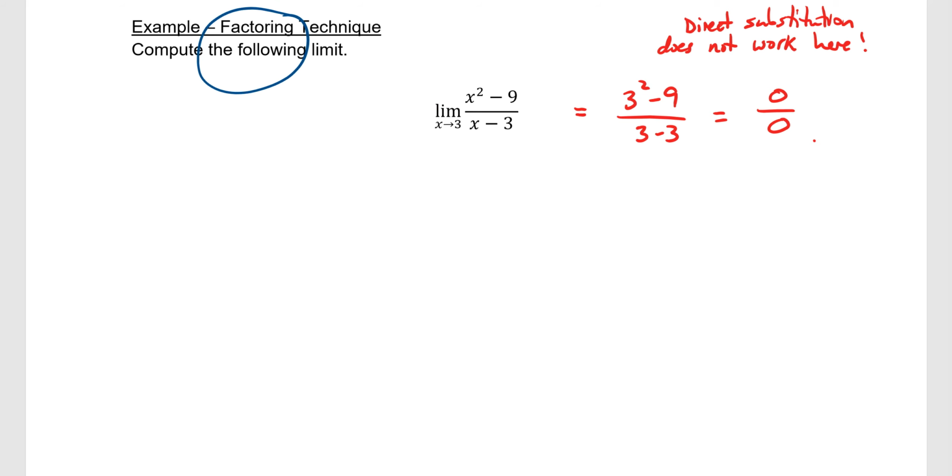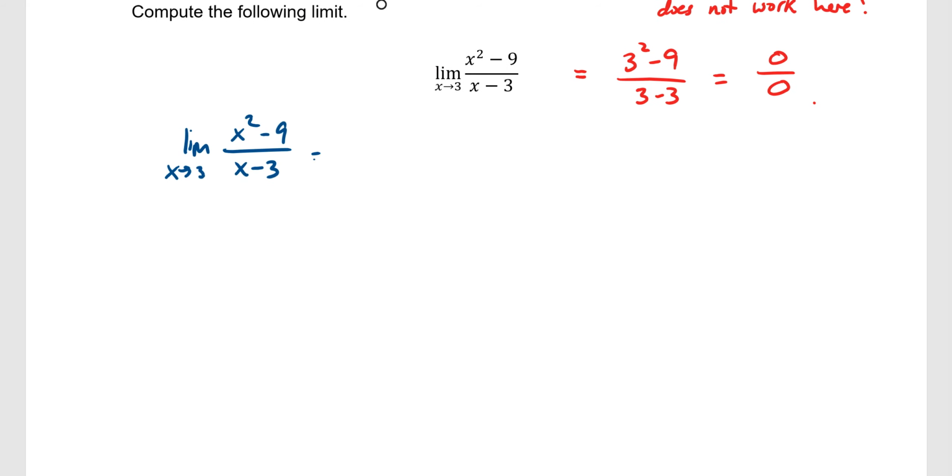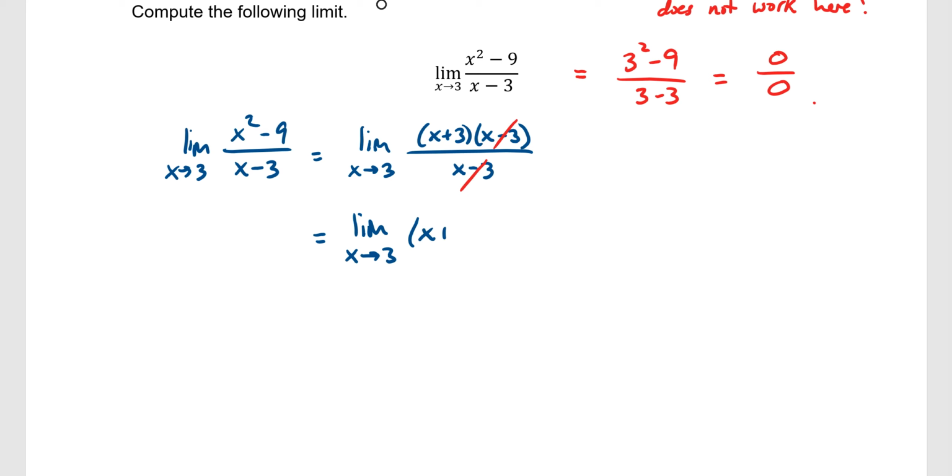So what we're going to do is do exactly what it suggests up here, and we're going to factor it. Let me just rewrite it. The limit as x approaches 3 of x squared minus 9 over x minus 3. Typically, if you have a rational function and you end up getting 0 over 0, that's going to mean you can factor it. So we can factor the numerator, difference of squares, x plus 3 times x minus 3. And that denominator stays the same. Now we can cancel off a common factor of x minus 3. That leaves us with the limit as x approaches 3 of x plus 3.